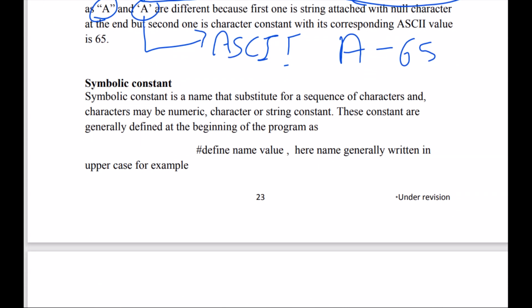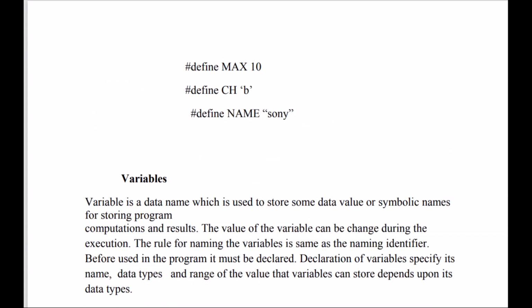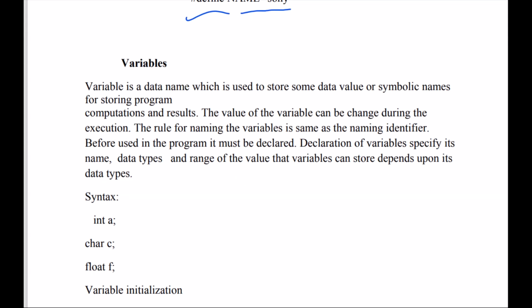Okay, now let us see what we mean by a symbolic constant. A symbolic constant is a name that substitutes for a sequence of characters, and the characters may be a numeric, character, or string constant. These constants are generally defined at the beginning of the program as #define name value. Here the name is generally written in uppercase, like #define MAX 10, #define CH 'b', #define NAME "Sony", etc.